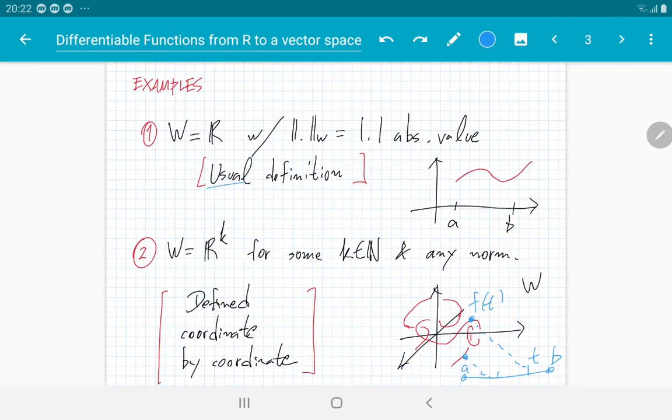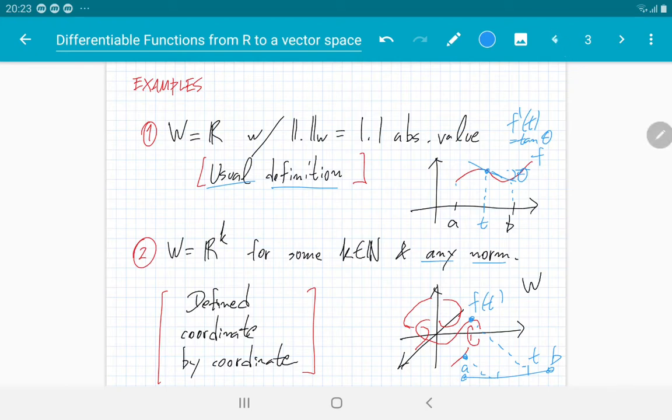It's exactly the usual definition that we have over the real line. So if W is the real line, and we have this interval (a, b), I'm drawing here the graph of f. Here I have a point t, and the derivative, as we all know from calculus, gives me the slope of the line that I just drew. So I have this angle theta. The derivative of f at t is just the tangent of theta. Now imagine that W is equal to R to the k for some k and any norm. We know all norms over R^k are equivalent, meaning that a sequence that converges in one converges in the other. Therefore, if a function is differentiable with respect to one norm, it's differentiable with respect to any other.